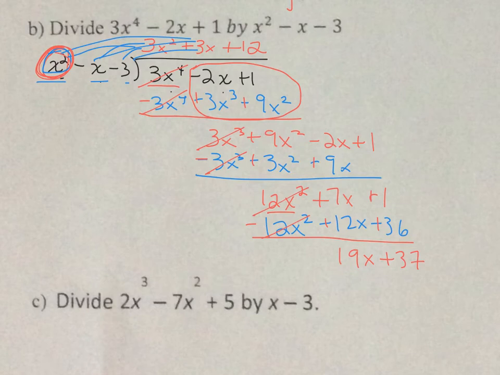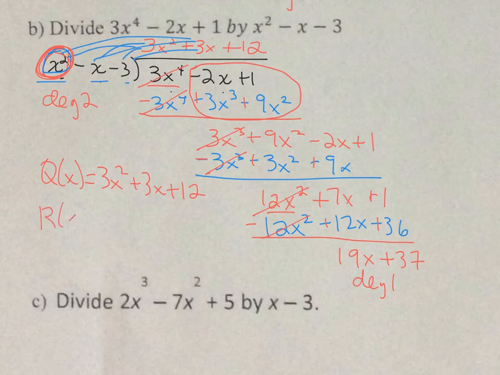And how do you know when to stop? Well, this is a degree 2, and this is now a degree 1. So when this remainder degree is lower than the divisor degree, you're done. So q of x, the quotient, is equal to 3x squared plus 3x plus 12, and the remainder is 19x plus 37.